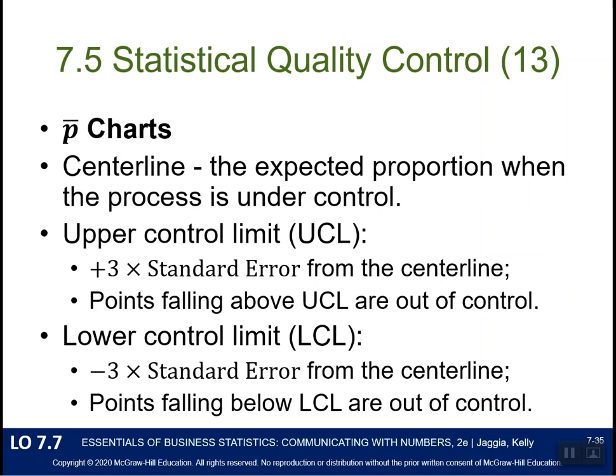So again, the center line is this expected proportion when the process is under control. So it's our population proportion that we're looking for. The upper limit, just like before, is plus 3 of the standard error from the center line. And then the lower limit is minus 3 of the standard error from the center line or from the mean. Remember, the center line is not the mean, but it's really that population proportion.